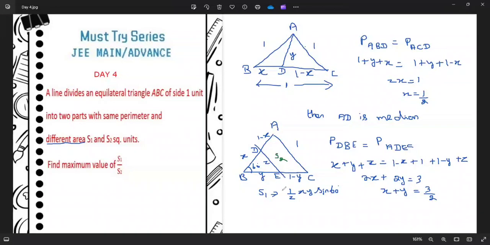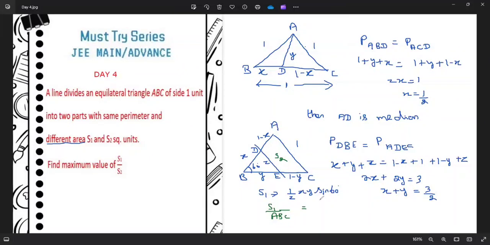So instead of doing S1 by S2, what we can do is S1 divided by the total area of the triangle ABC. We try to get to this first, and if we subtract this from 1, then what will happen? If I subtract S1 by ABC from 1, I'll get area of ABC minus S1 by ABC. So what will be area of ABC minus S1? That will give us S2, right? S2 by ABC will come. At first, we'll target S1 by area of ABC.